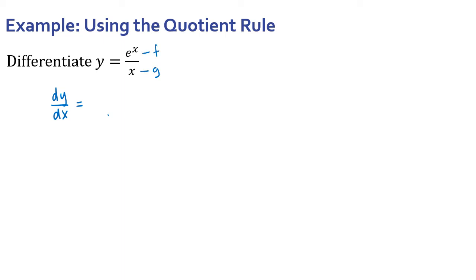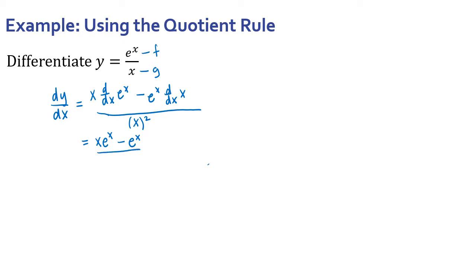So g of x, which is x, times the derivative of f, minus f times the derivative of g, all over g squared. So that's going to give me x e to the x minus e to the x times the derivative of x, which is 1. So it's just going to be e to the x times 1, which is e to the x, all over x squared.